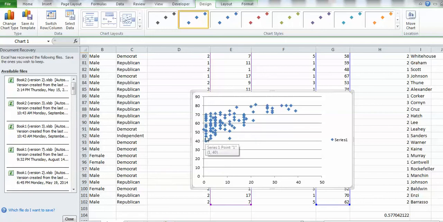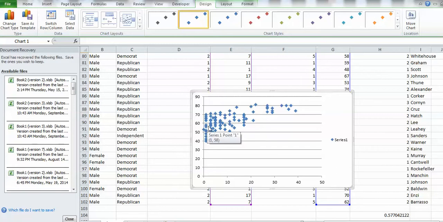Like if you look at the people in their 40s, pretty much all of them are down here between 0 and 12 years in office. We don't really have anyone in their 40s who's been in office longer than maybe 12 years.